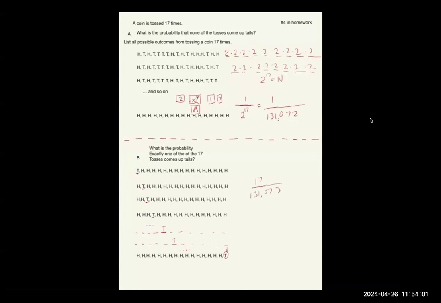131,072. So you would have to make sure this is completely reduced, and you just have to make sure that all the numbers that divide into 17, none of those divide into the bottom number. If that's true, then it would be completely reduced. So the big thing here is, is the bottom number divisible by 17? So we should check that.